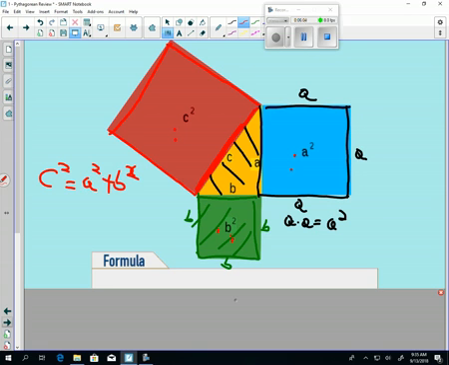Okay? This is not right. That's wrong. It's c squared equals a squared plus b squared. That's Pythagoras. Okay?